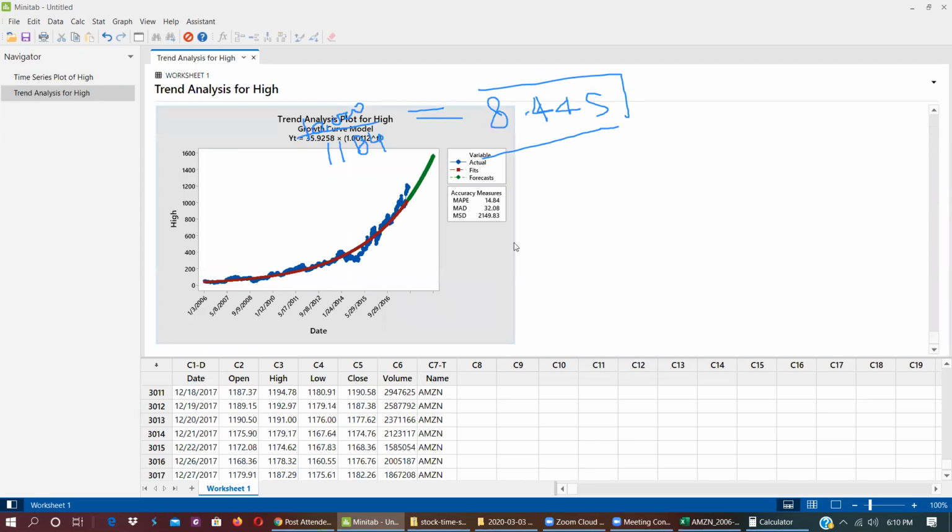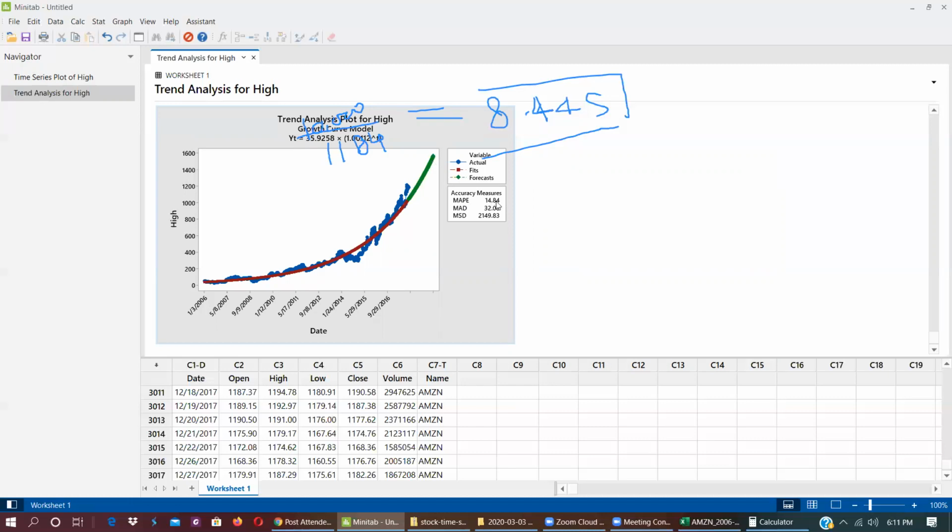Here you can see from the picture. It is almost fitting with this, and this is exponential here. It is going like this. So this is the actual, and this is the fit. And this is the forecasted one. So in the forecast, what is the value here?